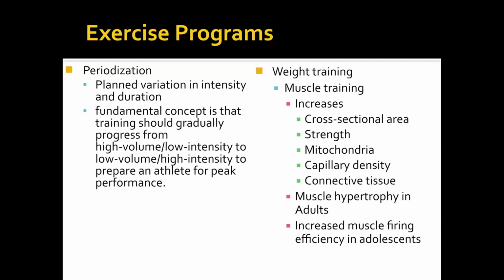And obviously, weight training, the best and the only type of training, even though I just said you should do everything, is muscle training. It increases cross-sectional area, strength, the mitochondria within the cells, the capillary density. It improves connective tissue and it causes muscle hypertrophy in adults and increases muscle firing efficiency in adolescents. And so that's an important concept.